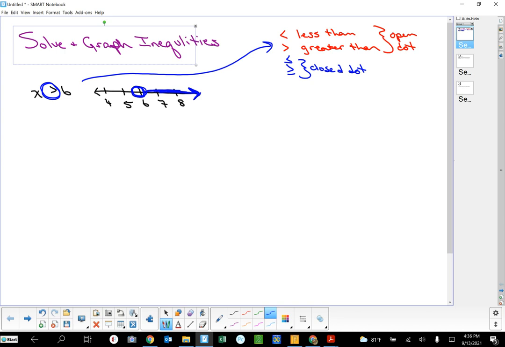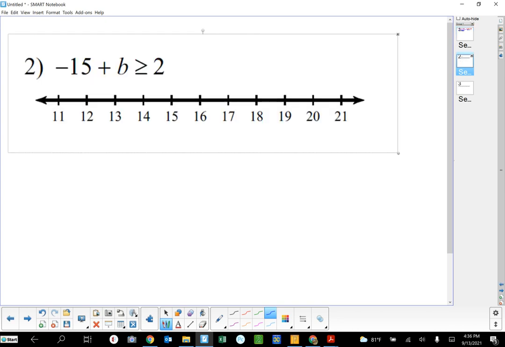Well, today we're actually solving and graphing inequalities. So you should have a worksheet that goes along with this. And I'm going to do problems number 2 and 8, and then another example from those. So let's do number 2 first, and that's right here. Negative 15 plus b is greater than or equal to 2. So I'm just going to rewrite that. Negative 15 plus b is greater than or equal to 2.